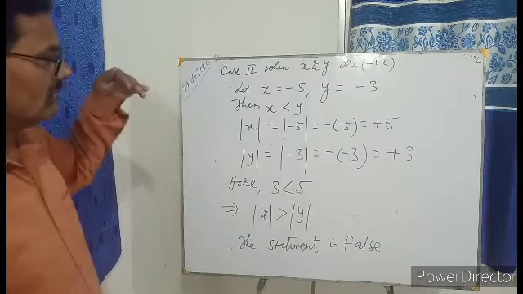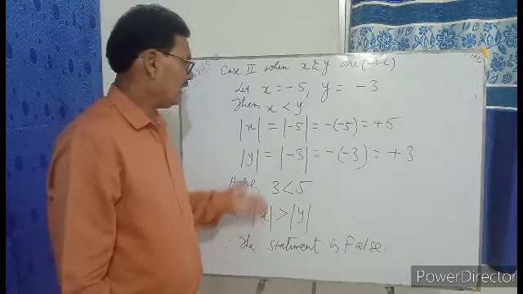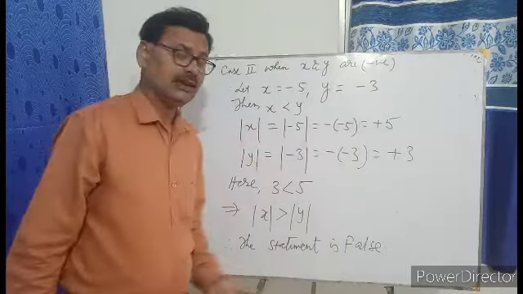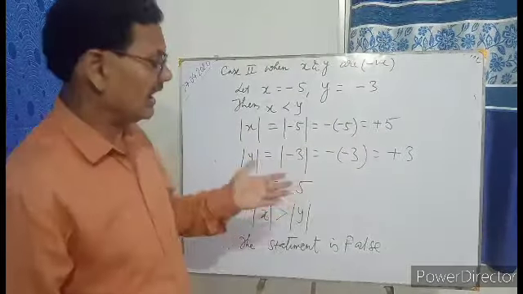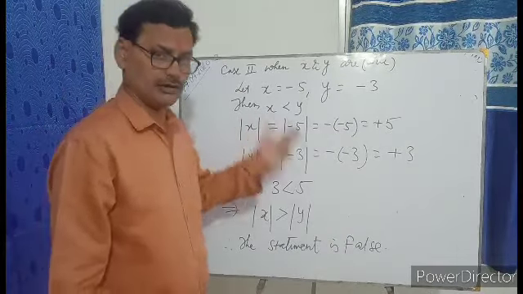So when we assume positive, it is true, and when we assume the values of x and y negative, the statement becomes false, the answer becomes false. So lastly we will say that the given statement is false.